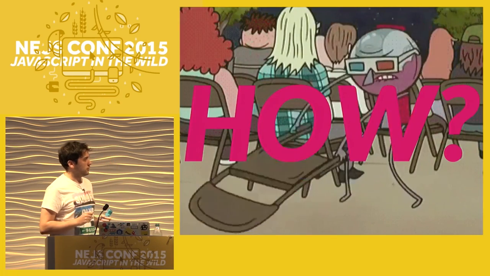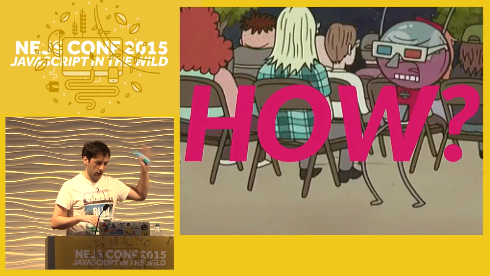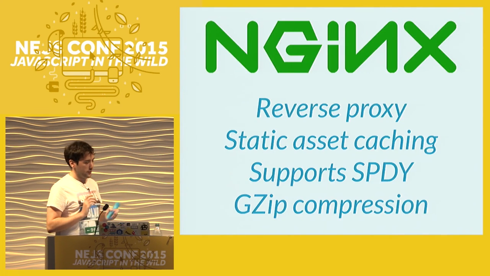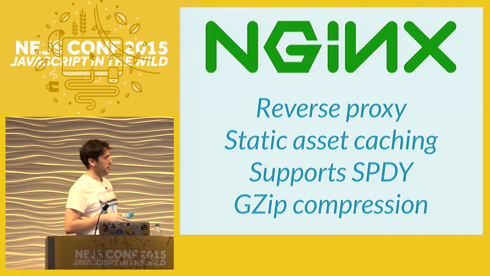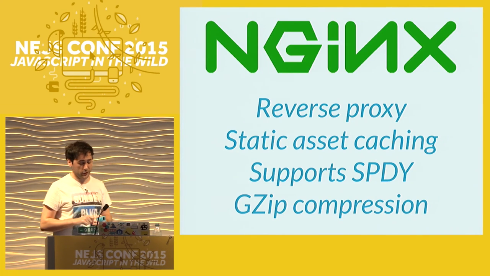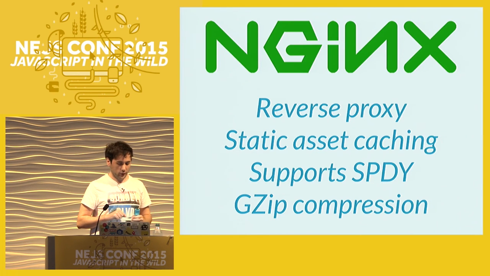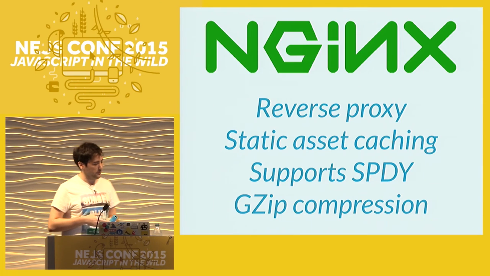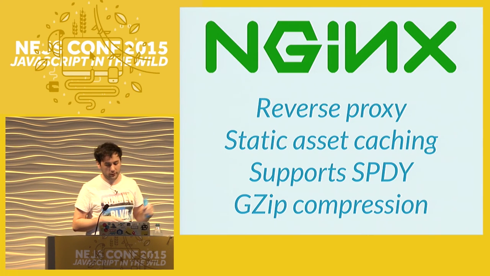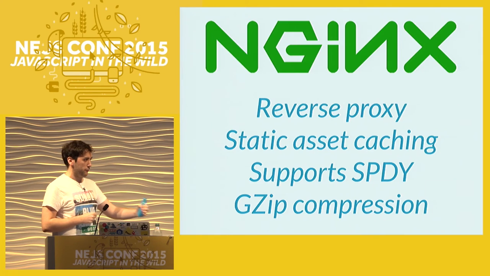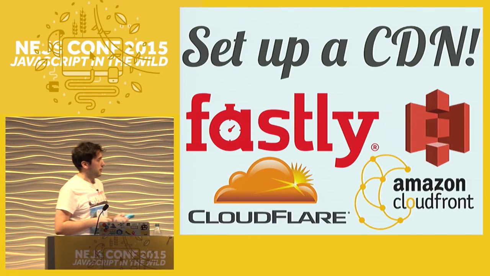OK, first things first, we'll go back to the network stack. Let's start with Nginx. Nginx is a reverse proxy. Well, you can use it as a reverse proxy. It has static asset caching by default. It's really easy to do that. It supports SPDY through a module that you can use, so you can get sort of HTTP 2.0 performance improvement. It has gzip compression built into it. You just add a single line in your config file. So use it. You can put it in front of your web servers. So it's pretty useful.